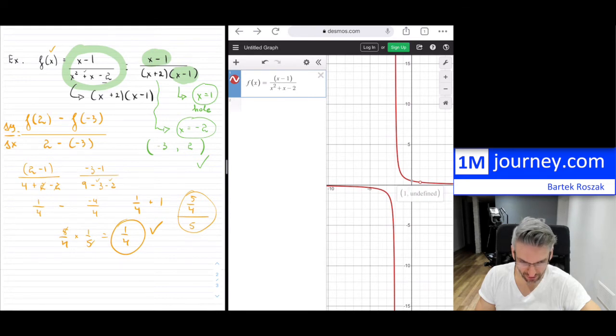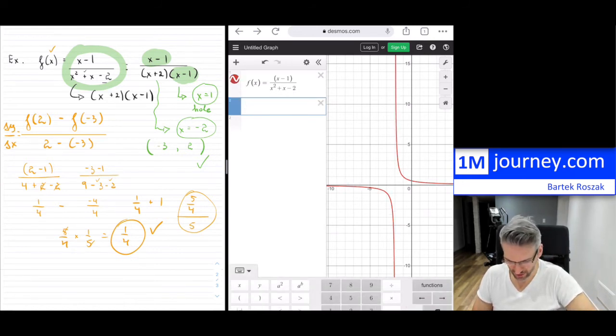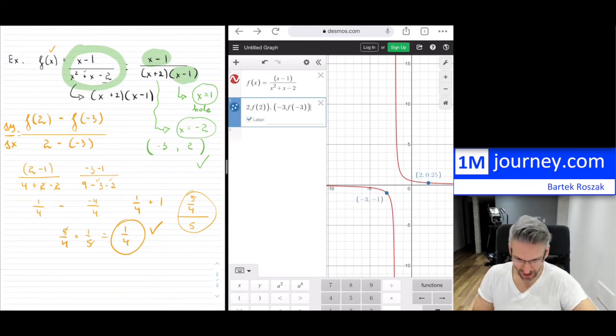Yep, there we go. It's undefined, as you can see. So there's a hole right there. And now if I plotted the points, here is my first point. So that one was f at... let's plot these points. This is 2 and f at 2. So we can plot that point there. And then I can plot the other one, -3 and f at -3. So that's the other point. So there you have it.